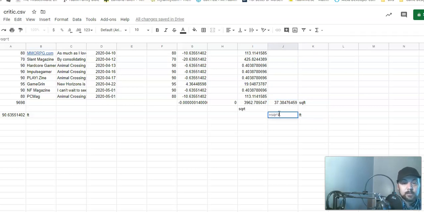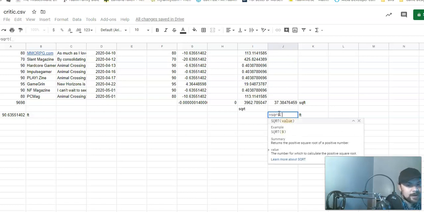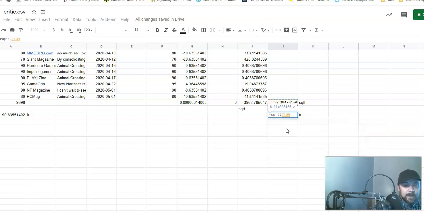So I'm going to take the square root, which I think you can do on here. SQRT is a common abbreviation for square root. I don't know if I have to have it capitalized. I guess it doesn't seem to care. And then we're going to have it take the square root of that number. Okay.